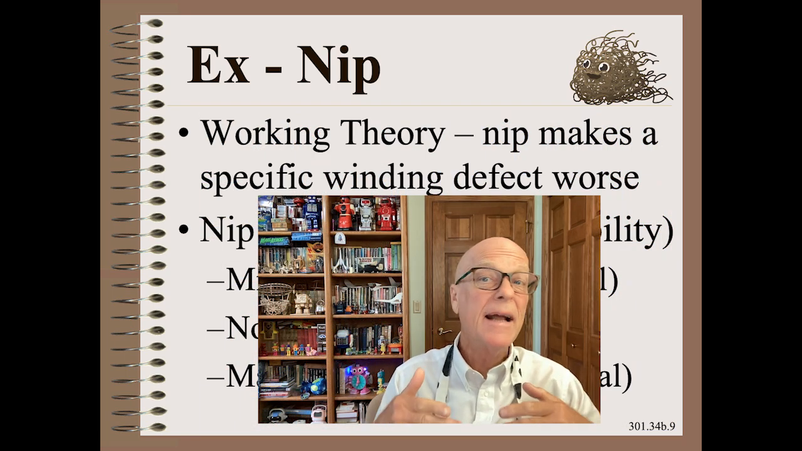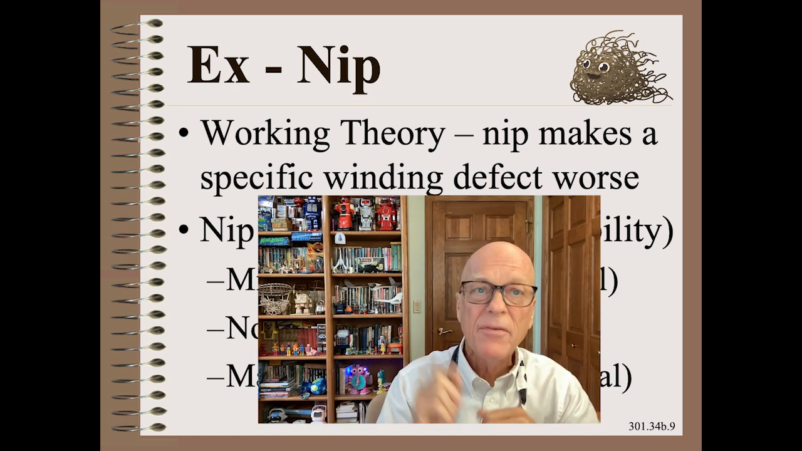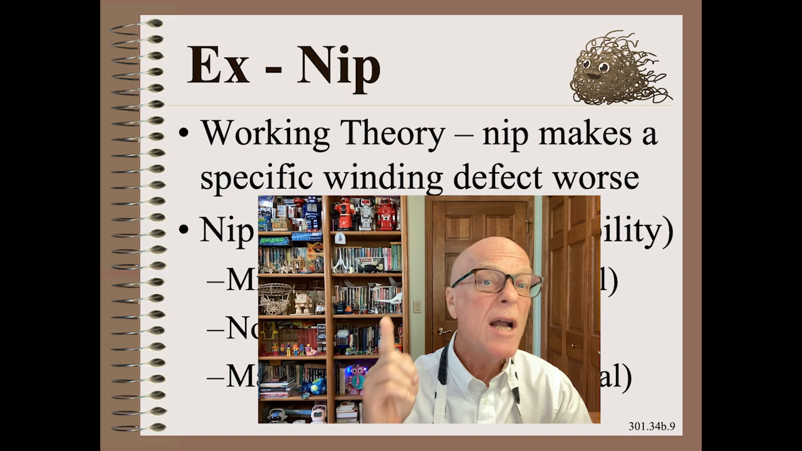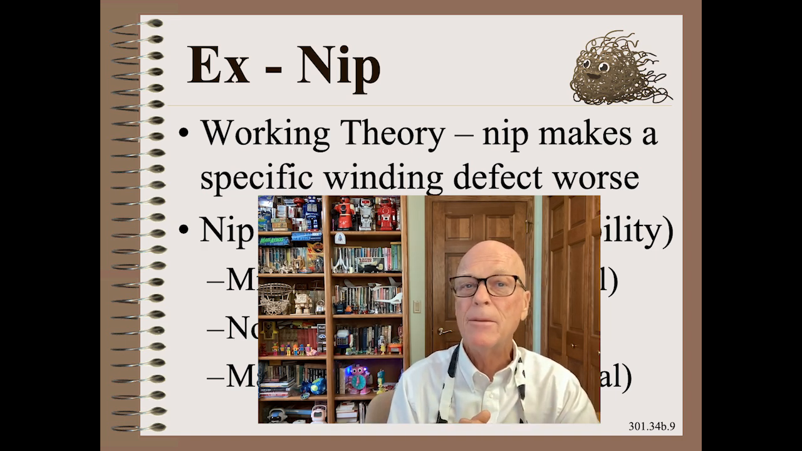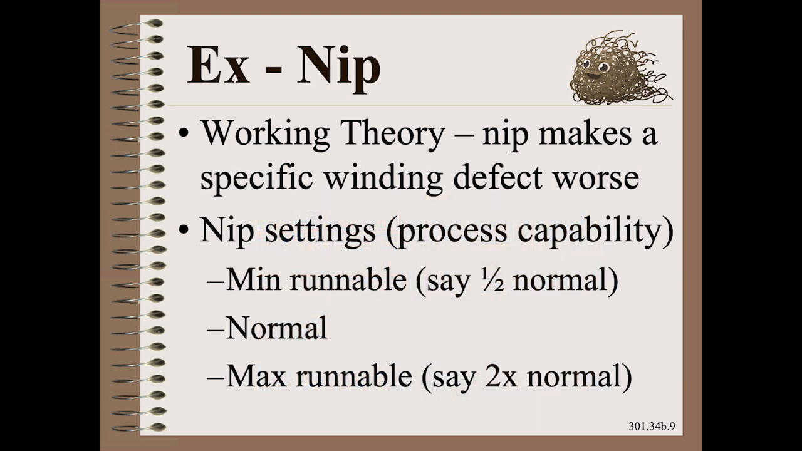This example is that a working theory suggests that the lay-on roller nip makes a specific winding defect worse. Note the objective function is that one defect, though we will certainly observe and document other effects, both good and bad. In this example, we will take a normal nip load setting and compare it to half of that amount as well as double that amount. This size of move is probably enough to observe a change, such as more or less of a specific defect, but may not be so much as to break the process down.